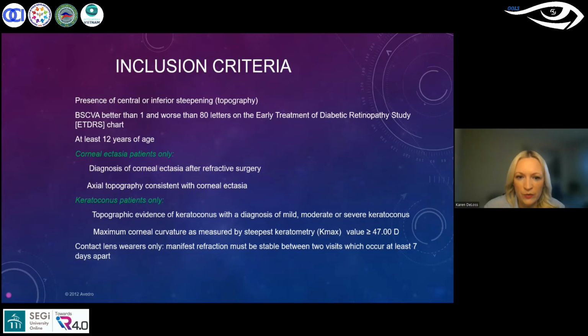For keratoconus patients, you just need topographic evidence of mild, moderate, or severe keratoconus, and a maximum corneal curvature by the steepest K max, or the steepest K, to be greater than 47 diopters. For contact lens wearers only, you have to have a manifest refraction stable between 2 visits, which occur at least 7 days apart.